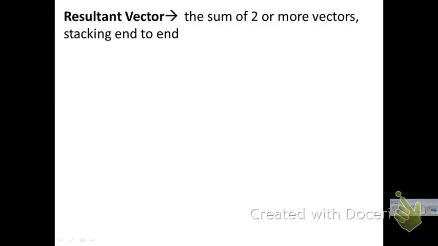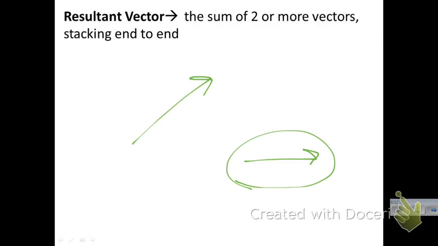Okay, a resultant vector occurs when you have 2 or more vectors and you add them together. Sometimes they call it stacking end to end. So if you had a vector here and a vector here and you added them together, you would move this to the end of this vector to stack it end to end. And then your resulting vector would start here from the beginning and end here. And that would be what is known as the resultant vector.